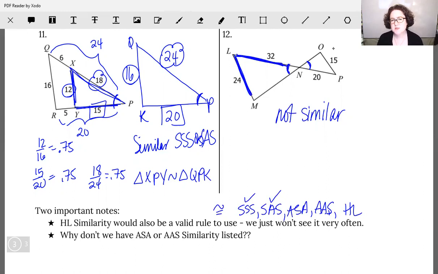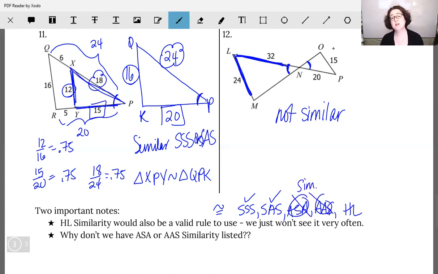Well, one of our rules for similarity is if we have at least two angles congruent, that's enough to prove similarity. So if we have a rule that says two angles works, why would we need ASA? Or why would we need angle, angle, side? It just seems like a little bit of overkill. And so no one's ever really bothered to prove those out because we already have the angle, angle rule. So for similarity, we don't actually use those.